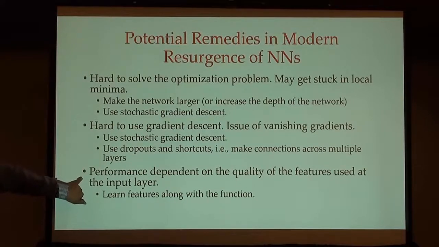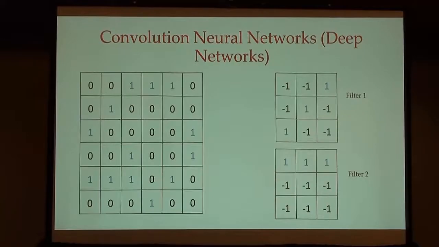But the last point I think has been addressed more strongly. So this is essentially what the breakthrough in the vision part was, that you learn the features along with the function, and this is essentially the convolution neural network idea. Okay? So what I will do is kind of quickly go through the notion of convolution.